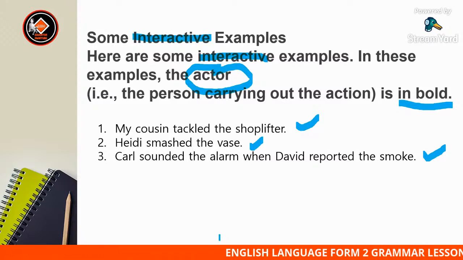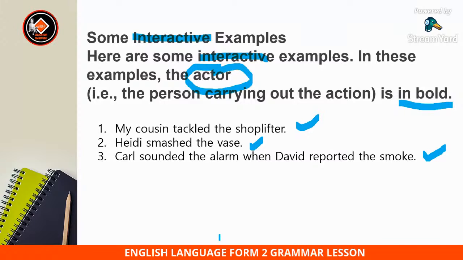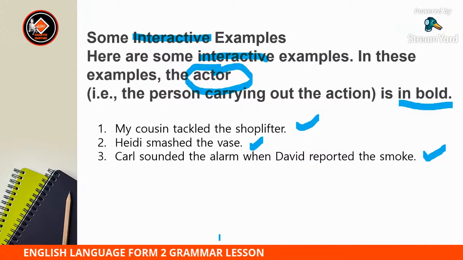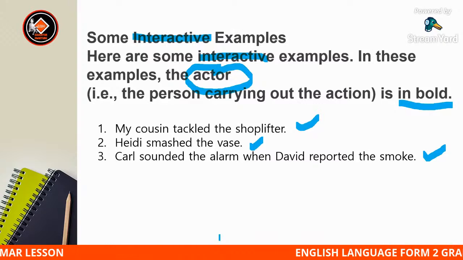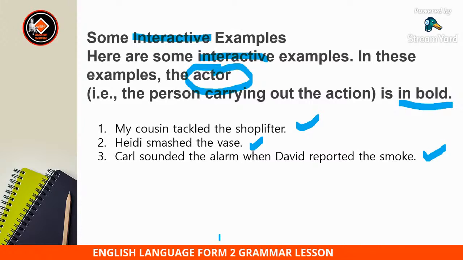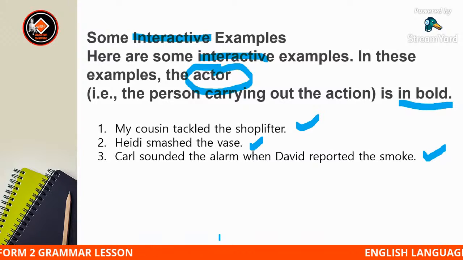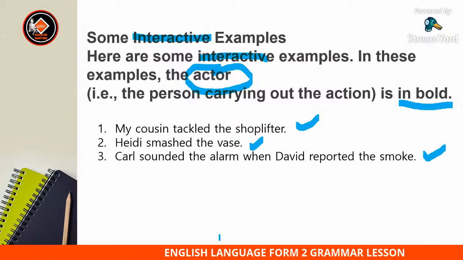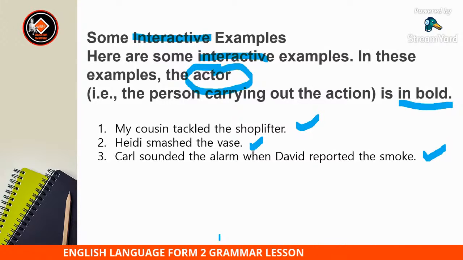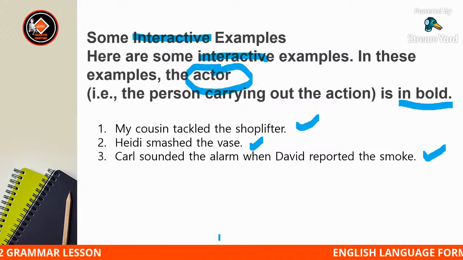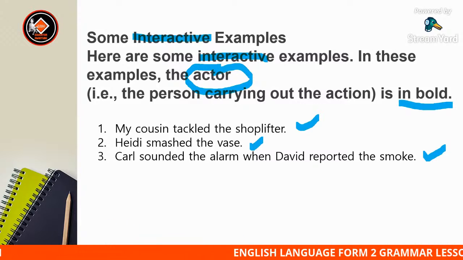What is the actor for number one? My cousin tackled the shoplifter. So who is the actor? Many answer. Who answered? Aris answered cousin. Okay. Then the second sentence. Heidi. Okay. The third one. Carl. Okay. So you know the doer of the action, right? Okay, good. I can see some example.